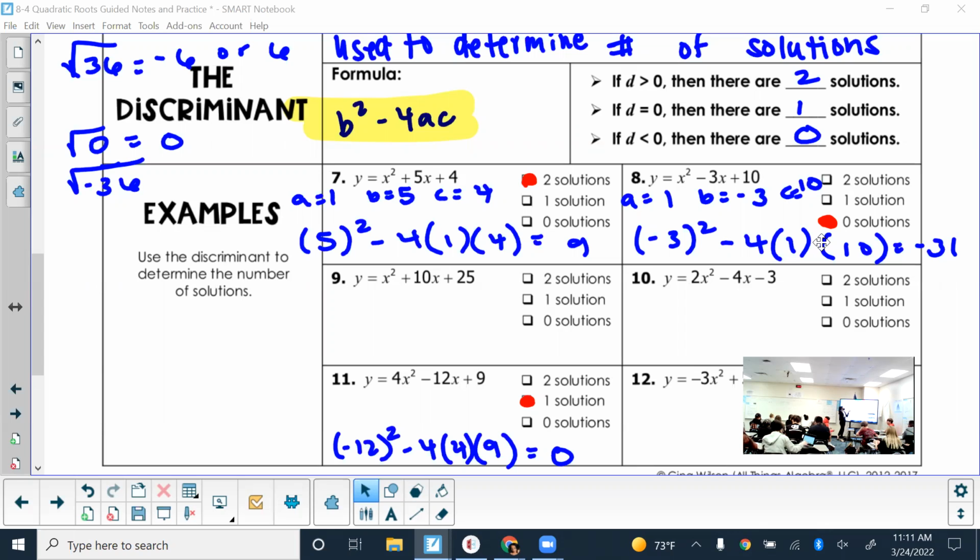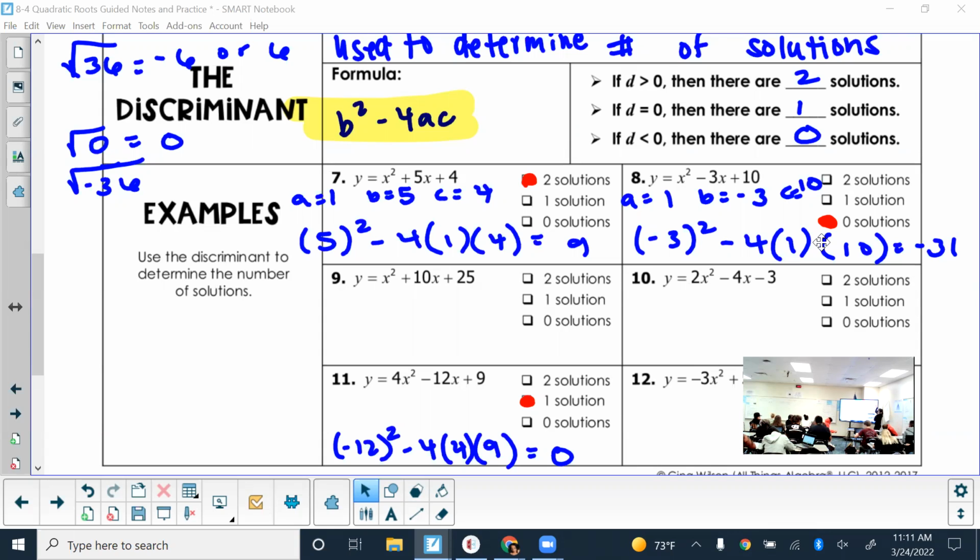For d equal to 0, so the discriminant equals 0 exactly. Well, what's the square root of 0? 0. And can I have a positive and a negative 0? No, it's just the 1, 0, right? So that's when there's only one solution if the discriminant comes out to equal 0.